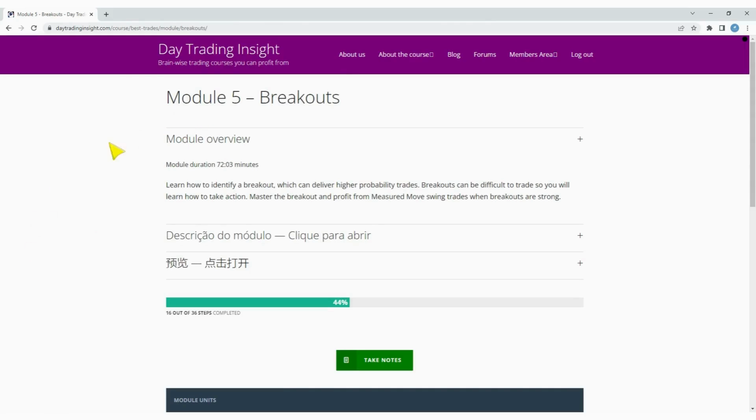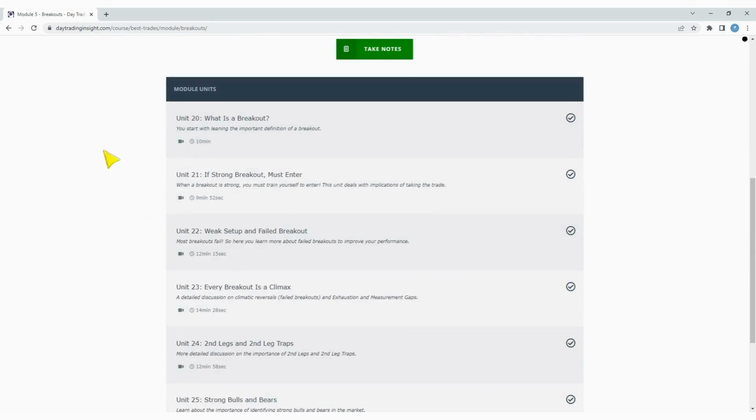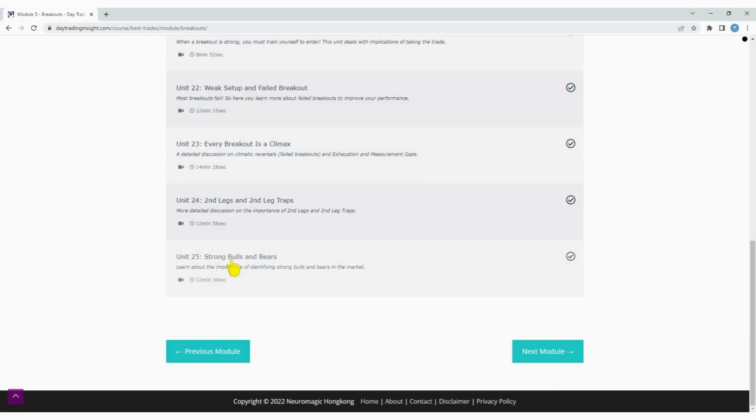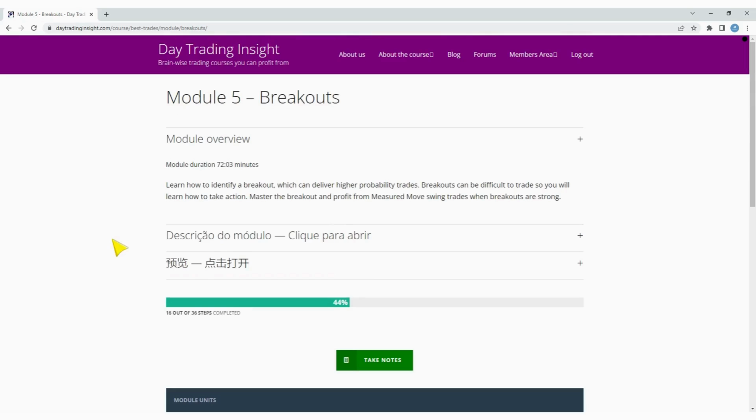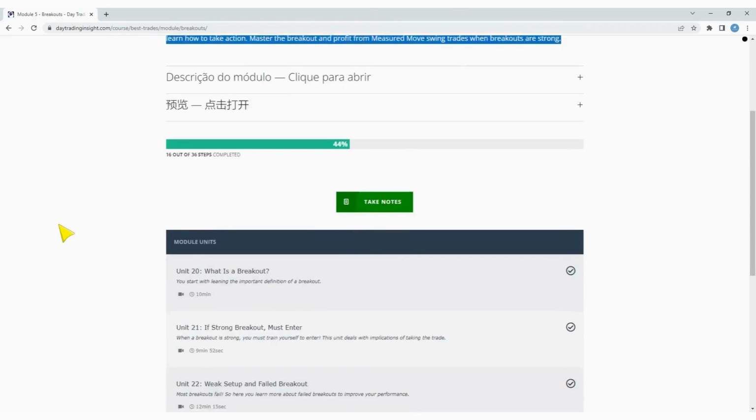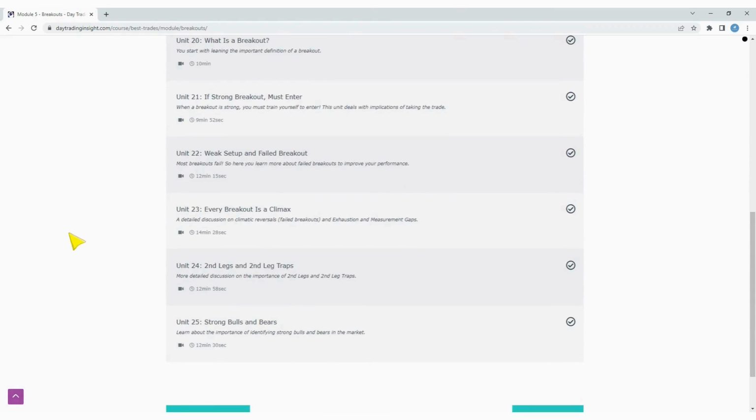Okay, so we're getting to module 5, and it's called Breakouts. You're going to learn how to trade breakouts, and there are 6 units in this module. So you can see here, what is a breakout, down to strong bull and bears. And you learn how to identify a breakout which can deliver higher probability trades. Breakouts can be difficult to trade, so you will learn how to take action. Master the breakout and profit from measured move swing trades, and breakouts are strong. Okay, so let me play a short clip of this module.